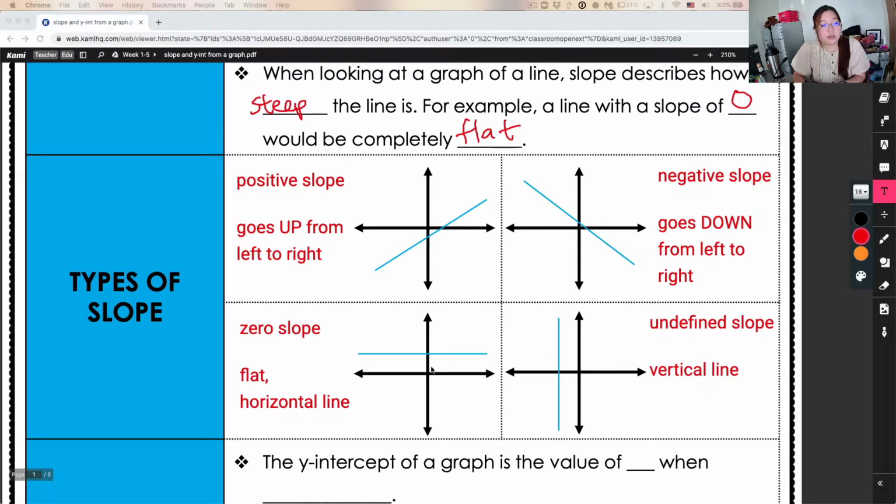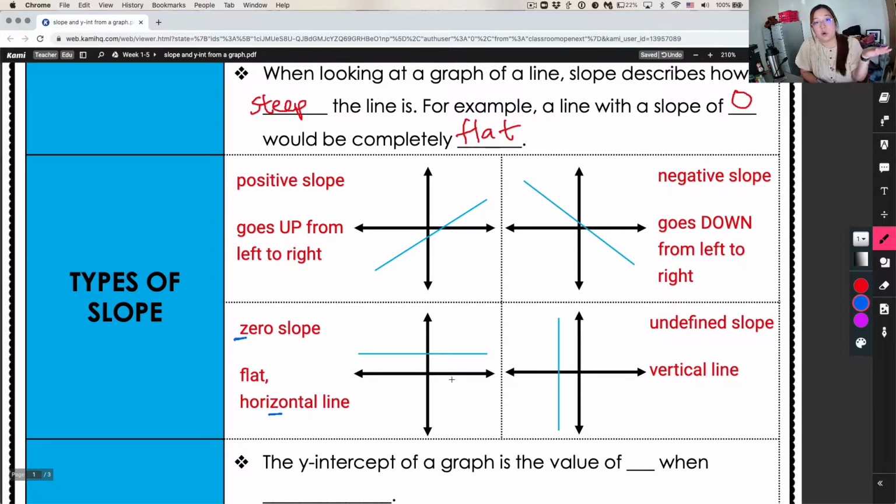So these two, the zero slope and undefined slope, are the two that students get mixed up often. So here's a nice way that you can use to remember which one is which. Zero slope is a horizontal line. Both of those words have a z in them. Undefined slope doesn't. So by process of elimination, if you remember zero slope has a horizontal line, then the other one, the vertical line, is undefined.